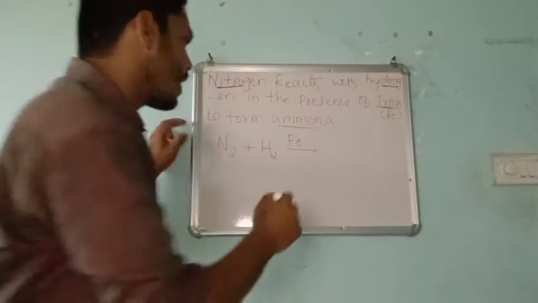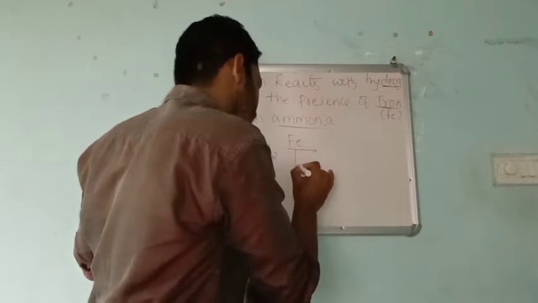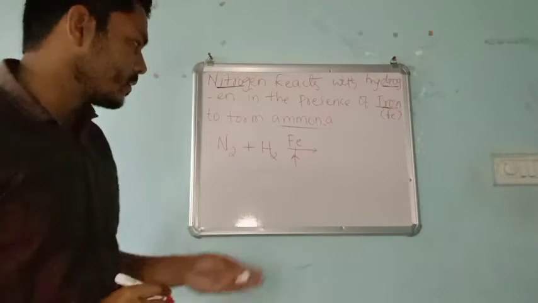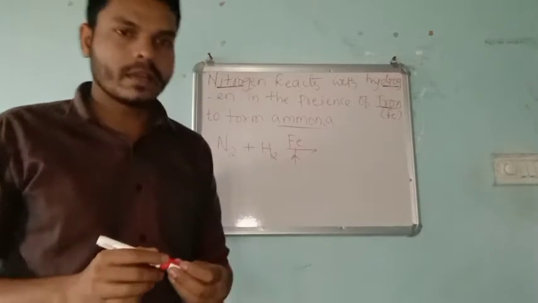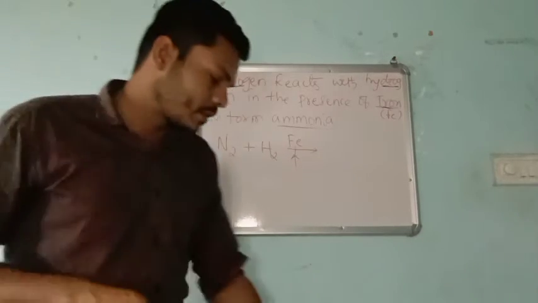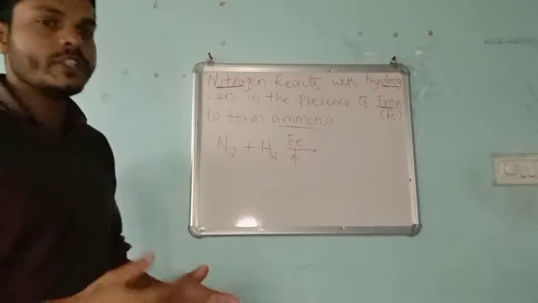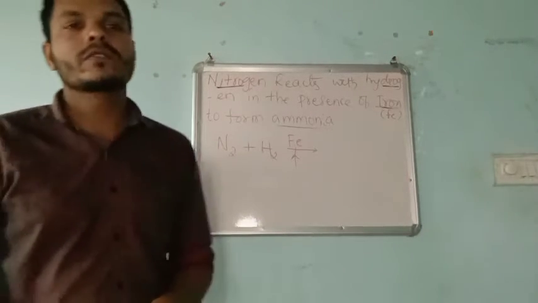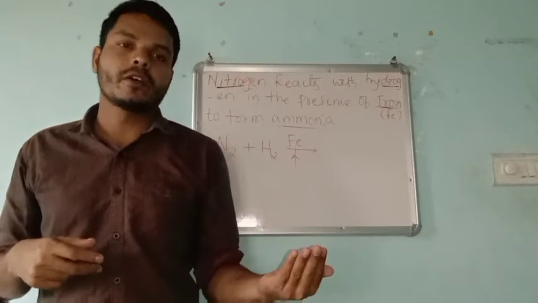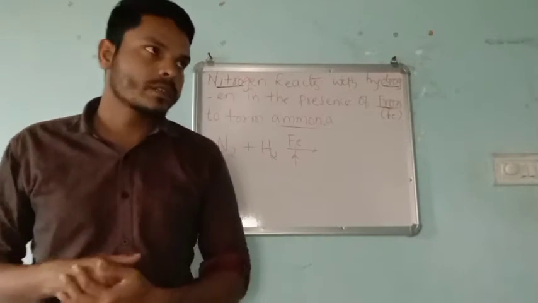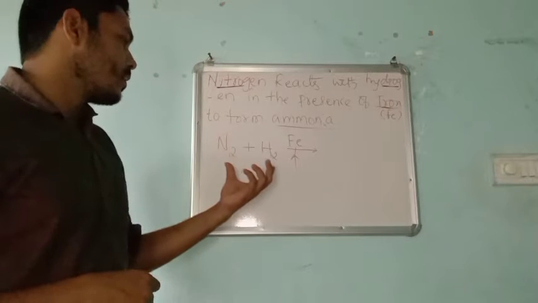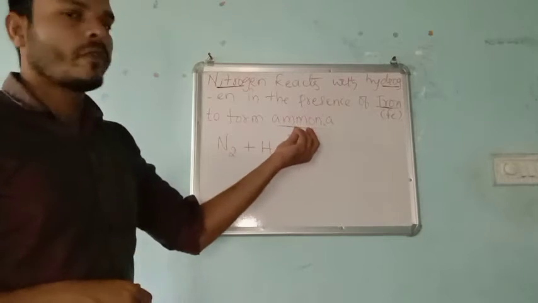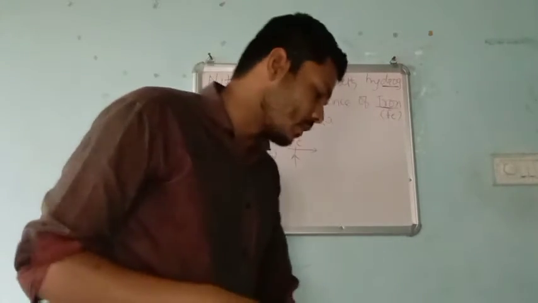And catalysts are those, right? So this is a new term for you. Catalysts are chemical compounds or chemical species which enhance the rate of reaction. That means they increase the rate of reaction. For example, after reacting N2 and H2, of course we will get ammonia. That means NH3.